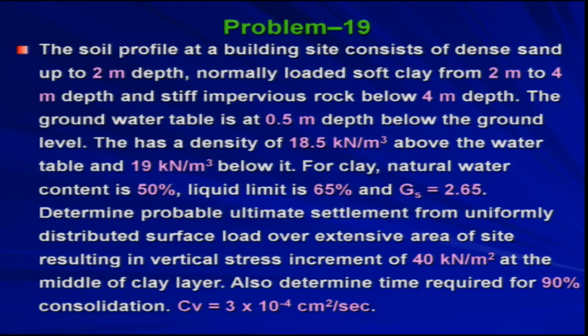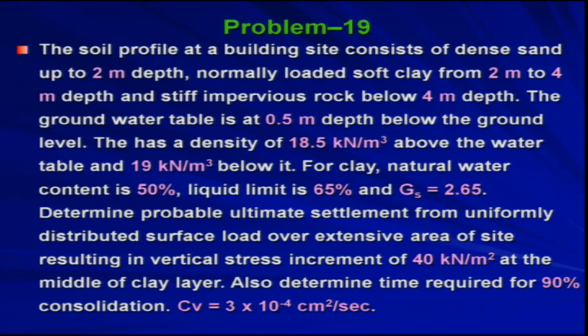The soil has a density of 18.5 kilonewton per meter cube above the water table and 19 kilonewton per meter cube below it. For clay, natural water content is 50%, liquid limit is 65% and specific gravity Gs equal to 2.65. Determine probable ultimate settlement from uniformly distributed surface load over extensive area of site, resulting in vertical stress increment of 40 kilonewton per meter square at the middle of clay layer.